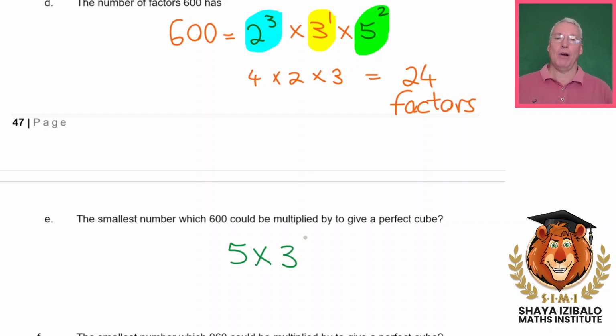If we multiply 600 by 5 times 9, which is 45, then we will end up with a perfect cube, because our answer will have 3 2's, 3 3's, and 3 5's, and we'll be able to split them up. Okay, now we ask about 960.